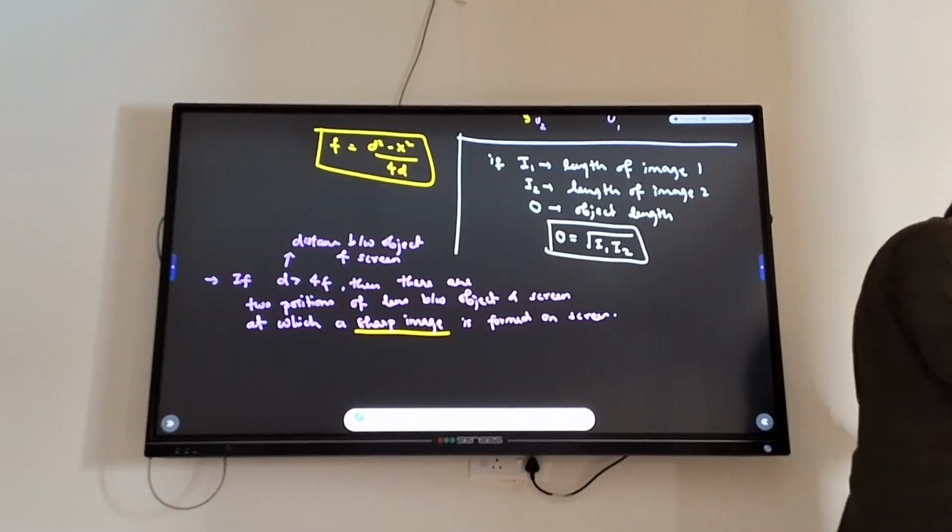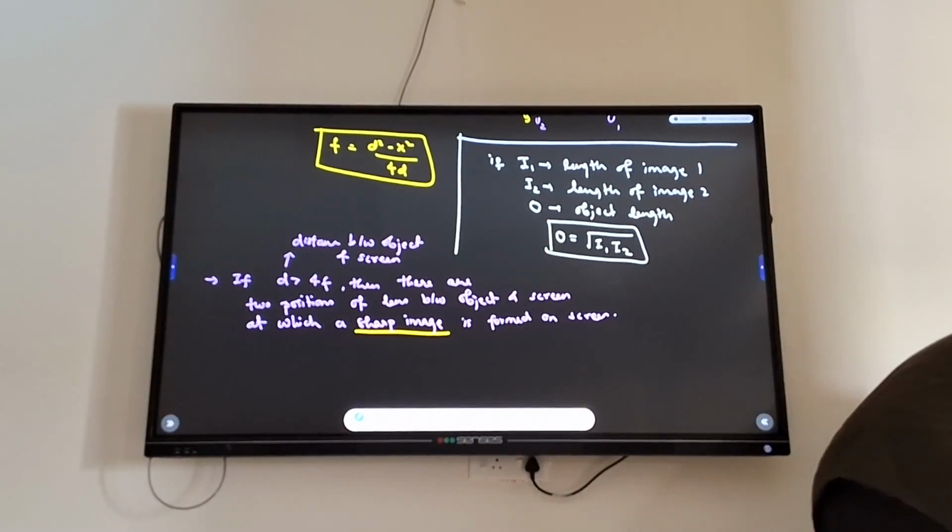Question number 7. For question 7, let me give you the diagram.